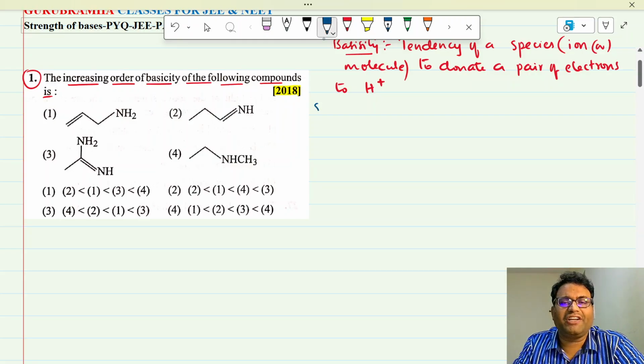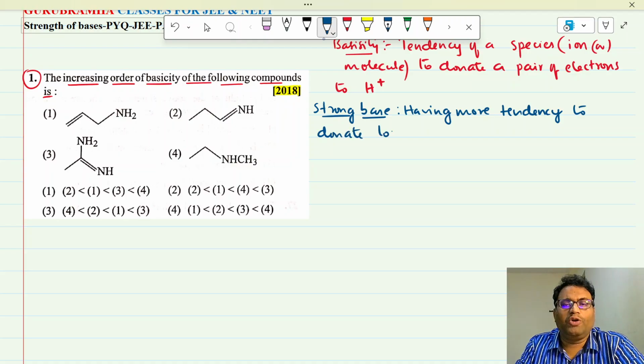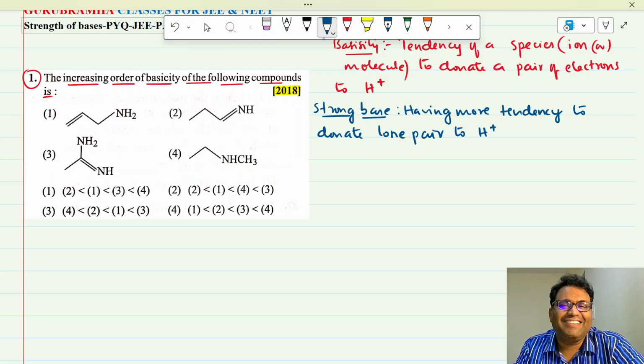So now when can you say that it is a strong base? Strong base means the species having more tendency to donate a lone pair to H plus, to a proton. So when can it donate? It will have more tendency to donate the lone pair if it is having availability.